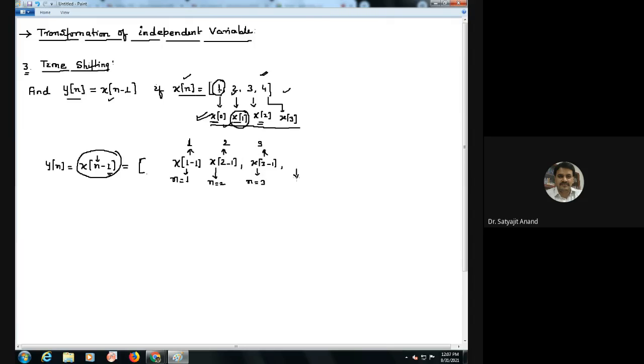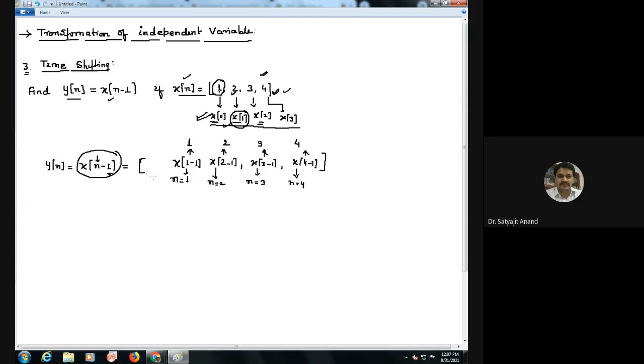Next, n equal to 4. For n equal to 4, that gives you x[4-1], which is x[3], and this is your 4. That's all, students. Now we don't have any sample in the given sequence. So we have to stop here.